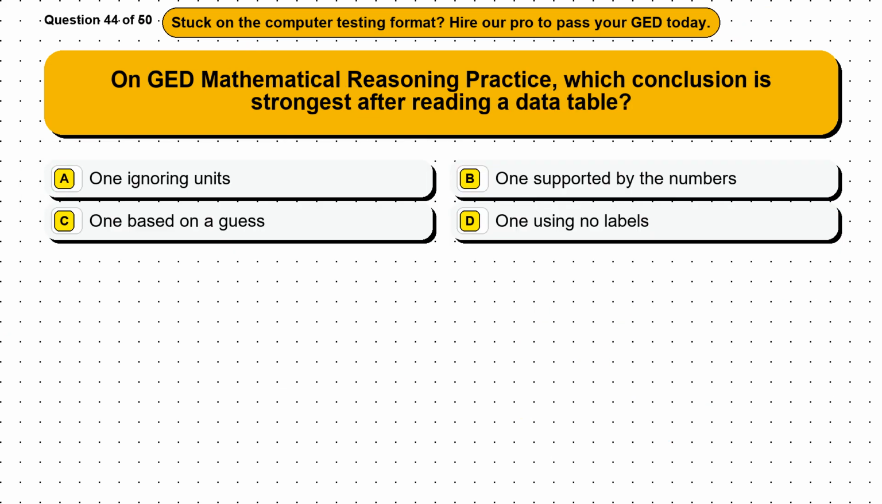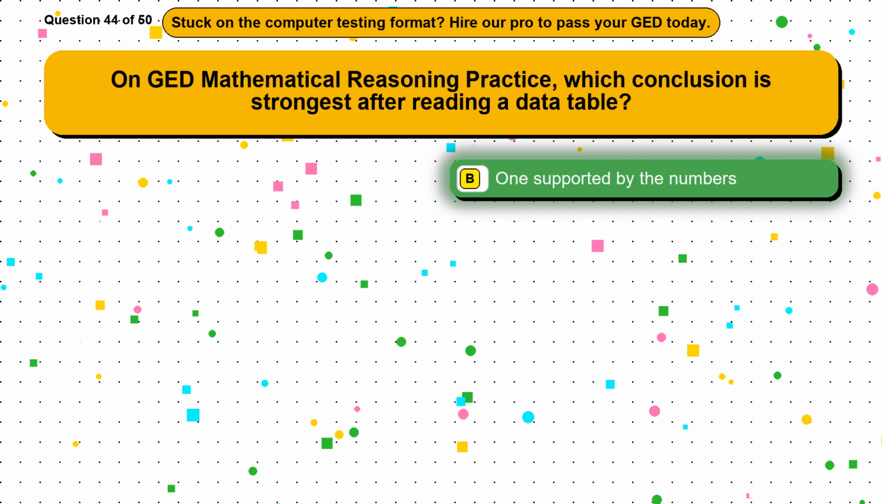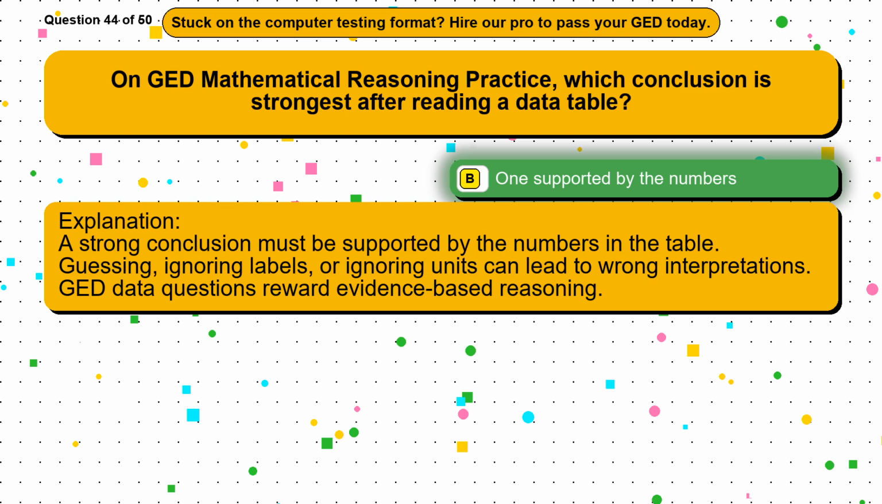Question 44. On GED Mathematical Reasoning Practice, which conclusion is strongest after reading a data table? Option A. One ignoring units. Option B. One supported by the numbers. Option C. One based on a guess. Option D. One using no labels. The correct answer is option B. One supported by the numbers. A strong conclusion must be supported by the numbers in the table. Guessing, ignoring labels, or ignoring units can lead to wrong interpretations. GED data questions reward evidence-based reasoning.